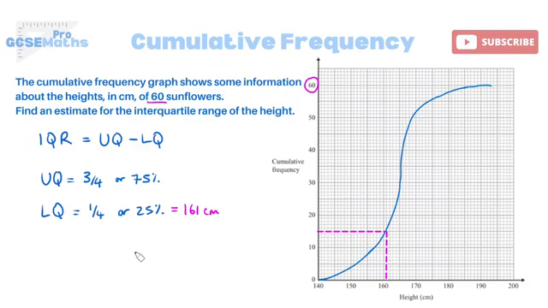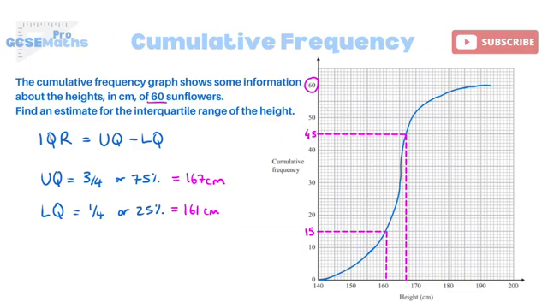Then for the upper quartile, do exactly the same, but obviously now not 1/4, we want 3/4. So either, again, do it in your calculator, or to find 3/4, it's just 1/4 times by 3. So 15 times by 3 in this case is 45. That's 3/4 of 60. Again, just draw a line across and then down. Okay, that I would say is 167. So the upper quartile is 167.